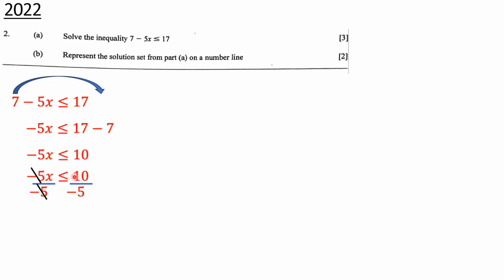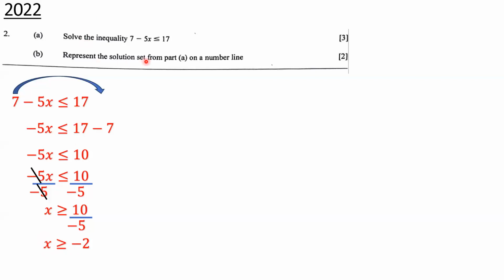And 10 divided by negative 5 is definitely going to be negative 2. And so the answer is x is greater than or equal to negative 2. Now, notice that we changed the direction of the sign. This is because we divided by a negative. So whenever you're doing inequalities and you divide by a negative number, you are definitely going to change the sign. And so our sign now is greater than or equal to. So we have x is greater than or equal to negative 2.